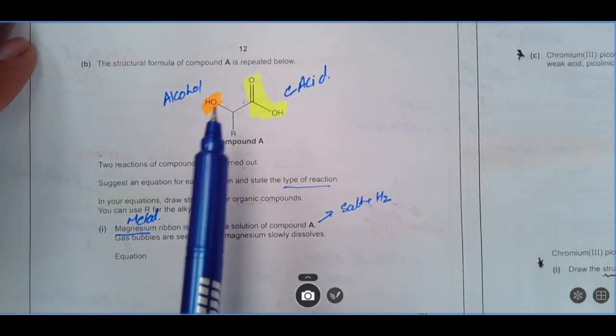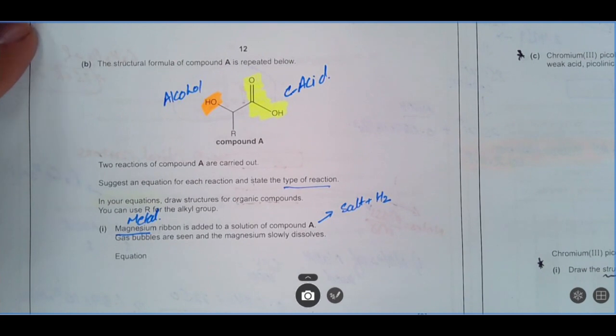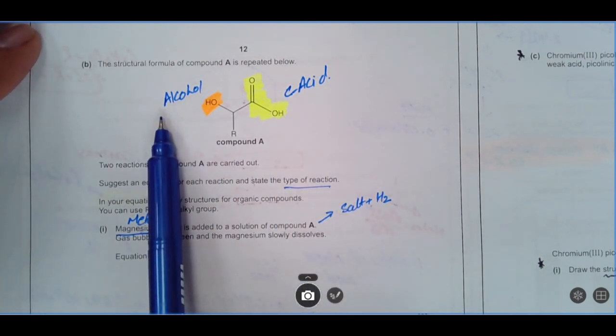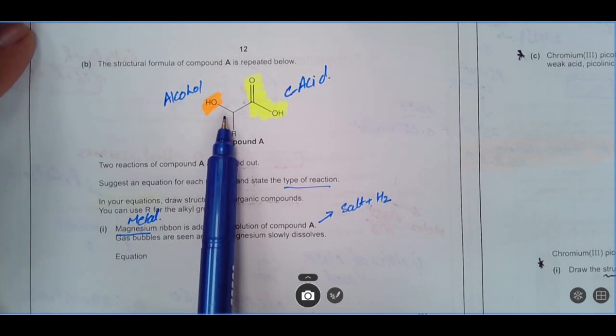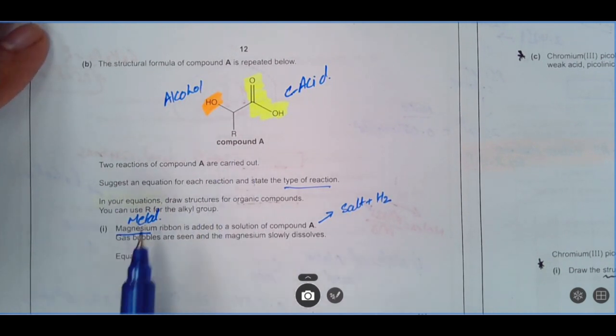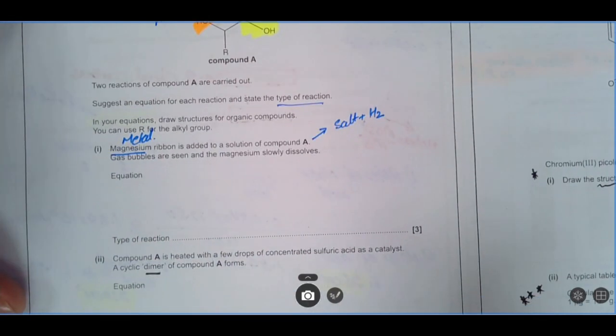So before I move on with this question, I have to identify that there are 2 functional groups on this molecule, a carboxylic acid and alcohol. So if more than one of these molecules are present, they can form ester linkages. Here it says you are carrying out 2 reactions. One of the reactions is you are reacting this molecule with magnesium. Magnesium is a metal. We know when metal reacts with acid, it will produce salt and hydrogen. In this case, it says write down the equation.